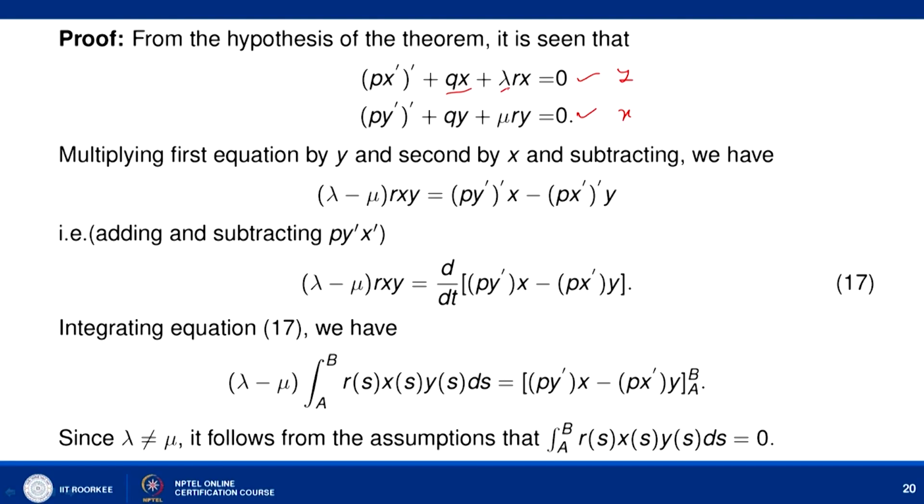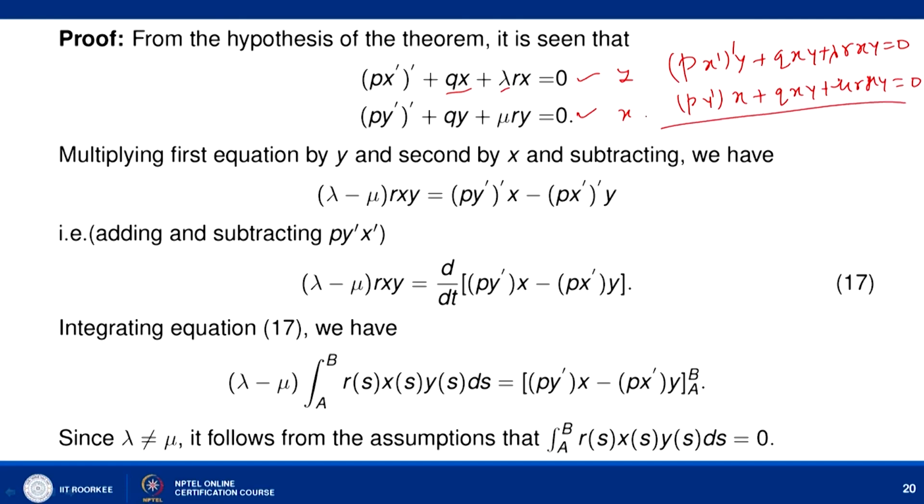Let me write it here. It is (p x dash) dash y plus q x y plus lambda r x y equal to 0, and here we have (p y dash) dash x plus q x y plus mu r x y equal to 0. When you subtract, these terms will simply go, and we have lambda minus mu times r x y equal to (p y dash) dash x minus (p x dash) dash y. So we have this thing.